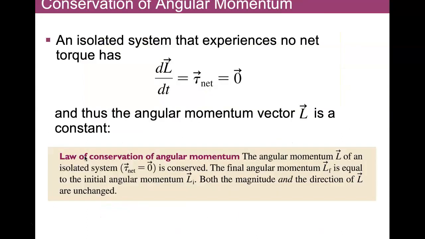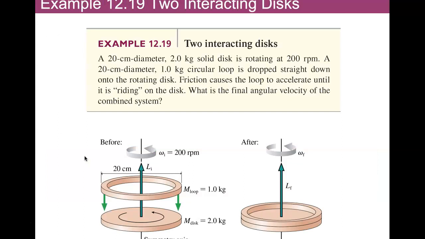Right. So that's the statement of the conservation of angular momentum. And now here's the problem. So we have a 20 centimeter diameter, 2 kilogram solid disk that's rotating at a certain RPM. So this disk at the bottom is just rotating. And then a 20 centimeter diameter, 1 kilogram circular loop is dropped straight down onto this rotating disk. So then friction causes the loop to accelerate until it's riding on the disk.